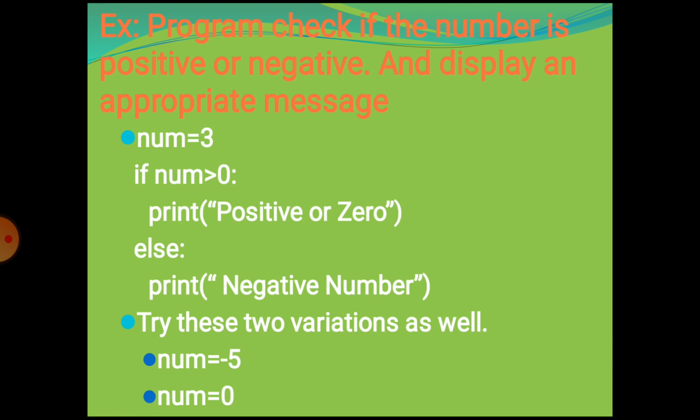So here is the variable, and the value of this variable is 3. If num is greater than 0, according to the value, the condition will be true, so it will display positive number or zero. Suppose the value of num is not a positive number, so it will come into the next block, meaning the else block. So here are two values I'm giving. Please try these two variations as well.